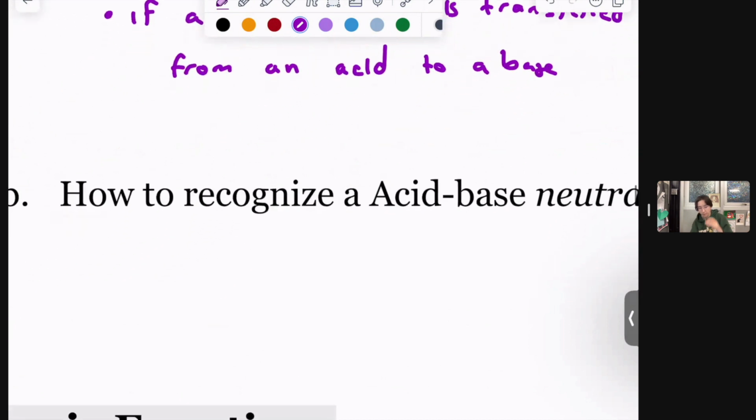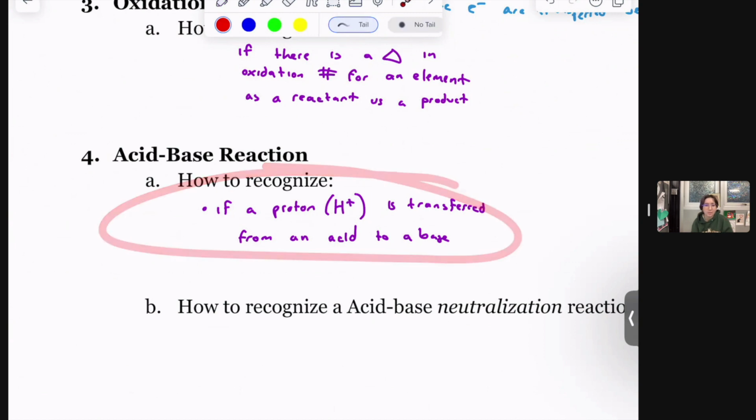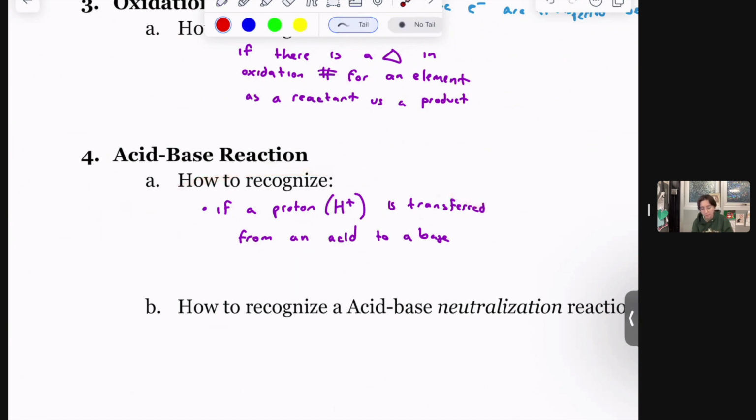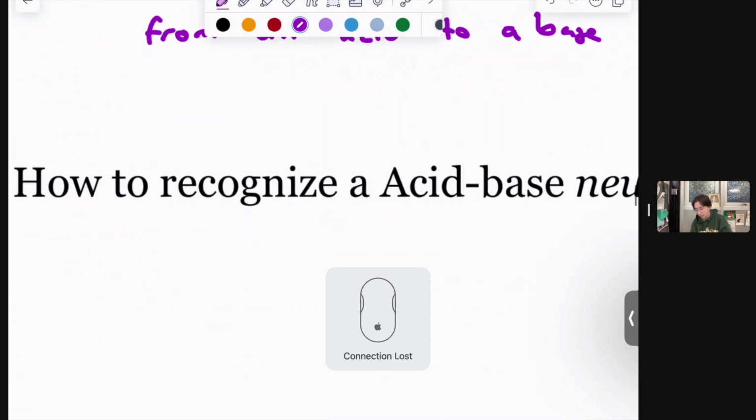This is just supposed to be a reference for you. Any acid base reaction is this. And then there's a specific subtype that we also see sometimes, a neutralization reaction. Again, we'll talk more about it, but that one always has the same format.